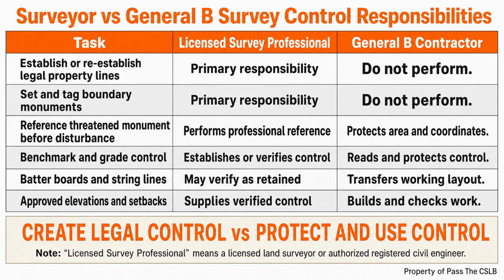The central idea I want you to carry through this lesson is simple. A general building contractor protects and builds from survey control. A licensed land surveyor, or an authorized registered civil engineer acting within that authority, establishes legal boundary control. I call that control versus creation. I can read the control, transfer it, preserve it, and use it to build. I do not create a legal property line or casually replace a destroyed property corner.